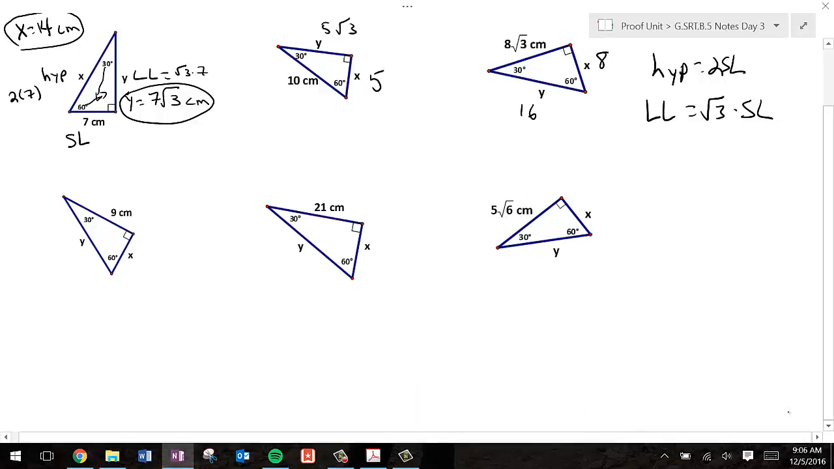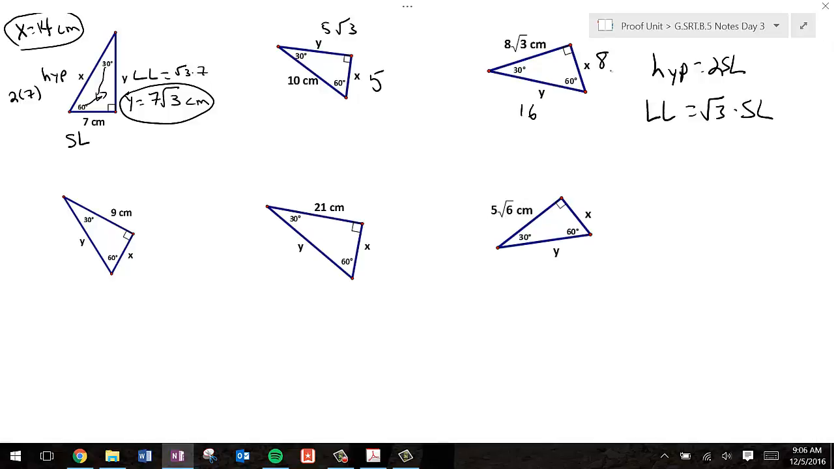All right, welcome back. Hopefully you were able to get 5 and 5 square root 3 for x and y in the second one, and 8 and 16 for x and y in our third one. In our first one, they gave us the hypotenuse, so I divided by 2 to get my short leg, then multiplied by square root of 3 to get my long leg, and then I divided by square root of 3 with the long leg given to get x, my short leg, in the third one, and then I doubled that to get y, my hypotenuse.